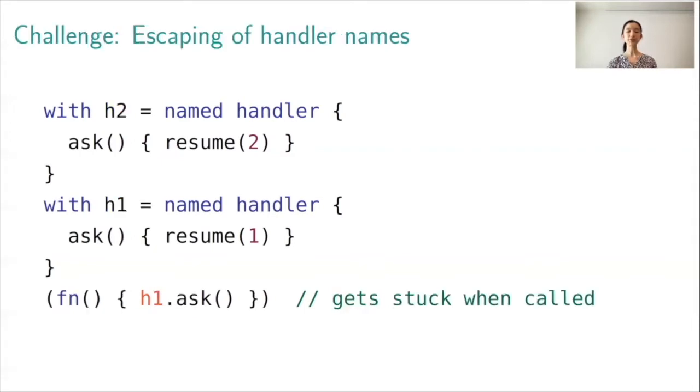So let's look at this program. We have 2 handlers for the read effect named H1 and H2. Under these handlers, we create an anonymous function that performs the ask operation on H1. At runtime, the inner handler returns this anonymous function, and as a result, the handler name H1 escapes its handler scope. So if we call the returned function, we will get stuck because there will be no handler with name H1 surrounding the ask operation.